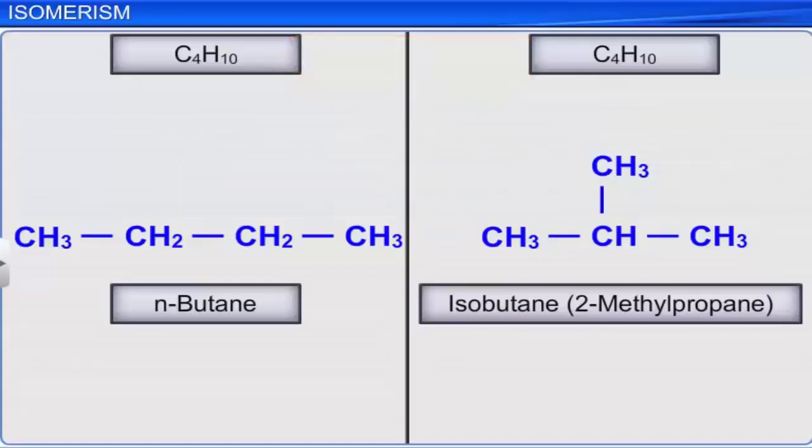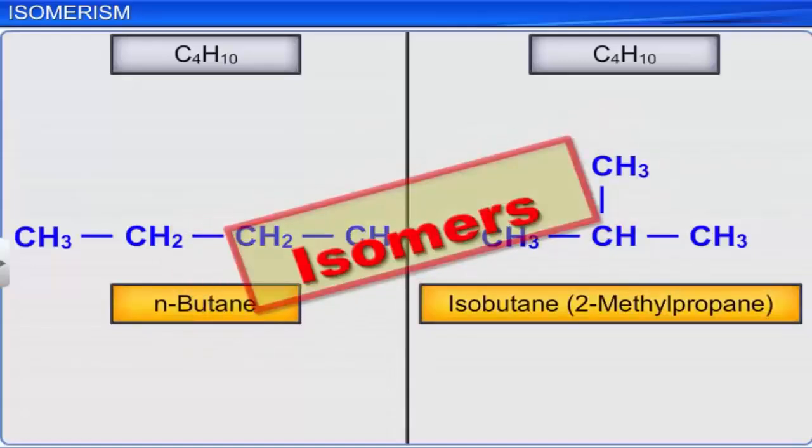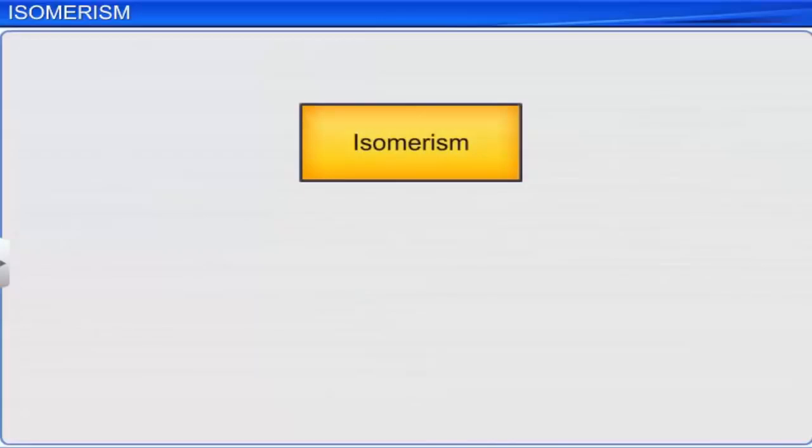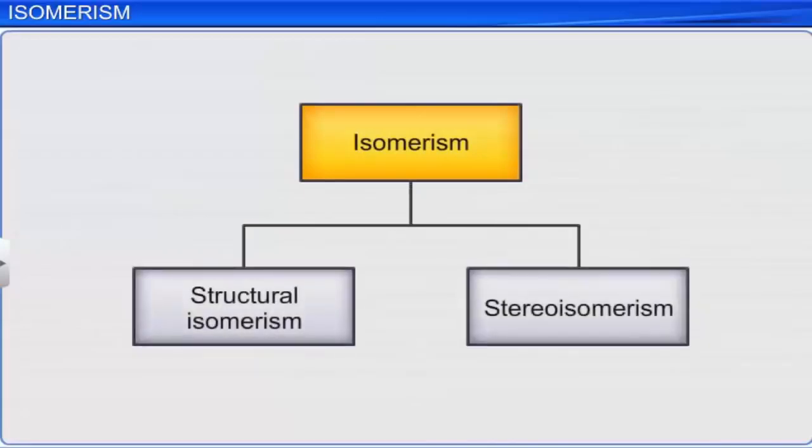The phenomenon of existence of two or more compounds with the same molecular formula but with different properties is known as isomerism, and the compounds are called isomers. Thus, n-butane and isobutane are isomers. Isomerism can be of two types: structural isomerism and stereoisomerism.